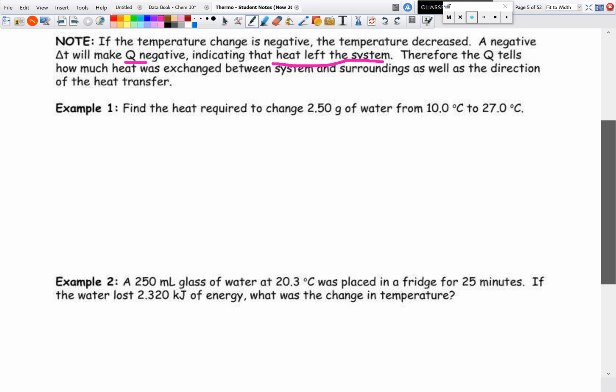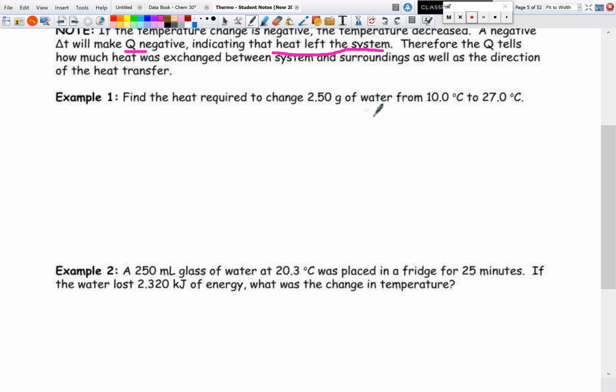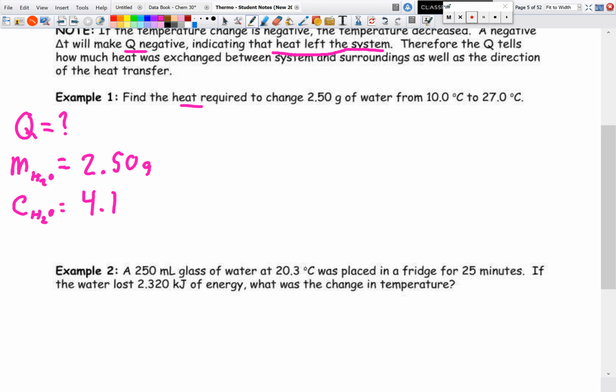All right. So find the heat required to change 2.50 grams of water from 10 degrees Celsius to 25 degrees Celsius. So we know heat required, so solving for Q is equal to, we don't know. Now, what we have right here, we got 2.50 grams of water. So mass of H2O, you don't need to write the subscripts there, I just like to do it so I know what I'm dealing with, is 2.50 grams. Specific heat capacity, also make sure it's H2O, we're going to have 4.19.